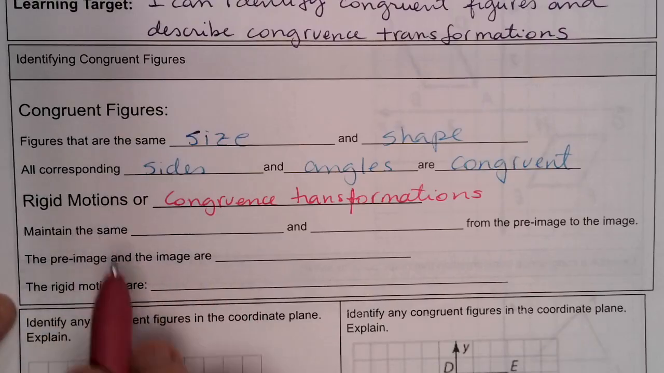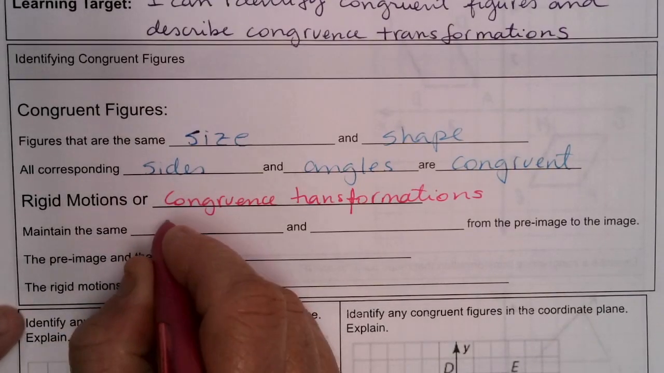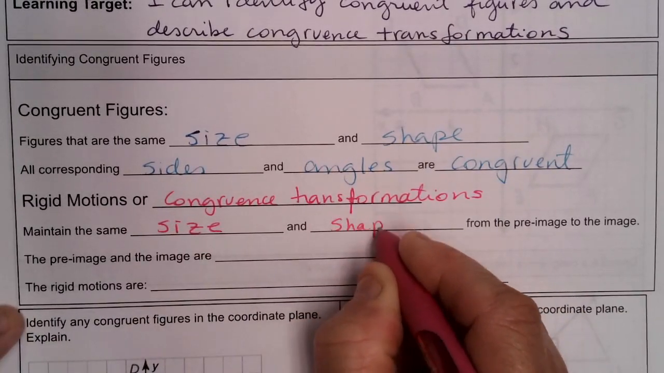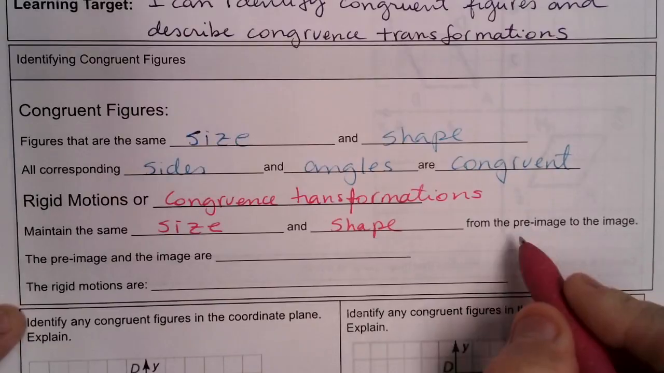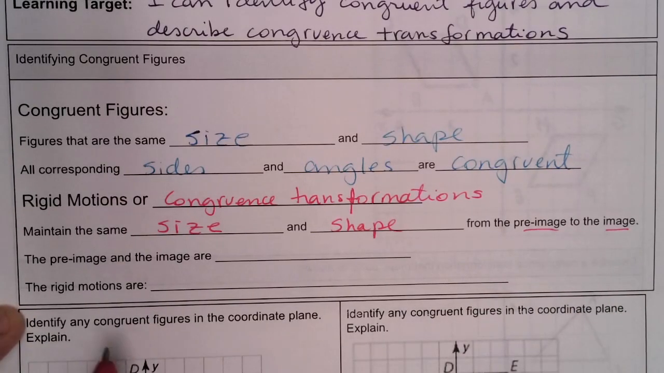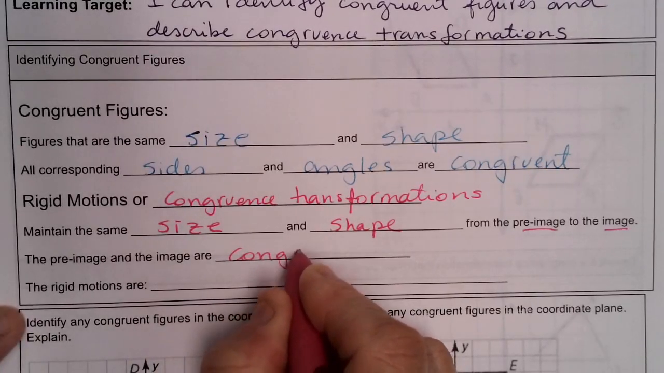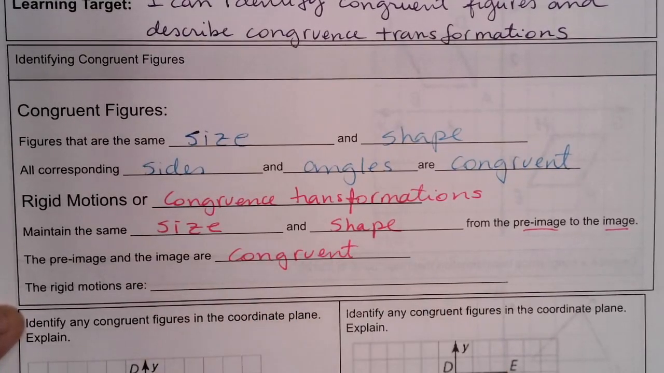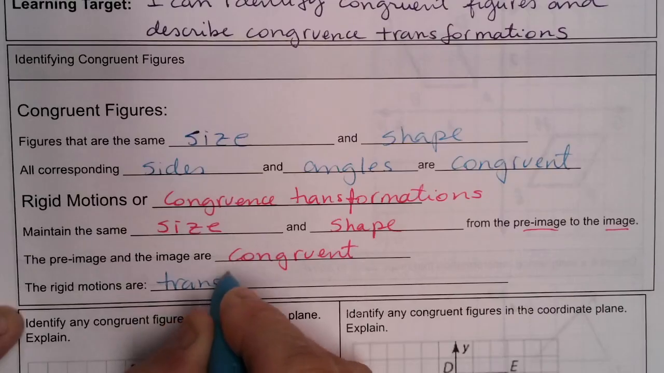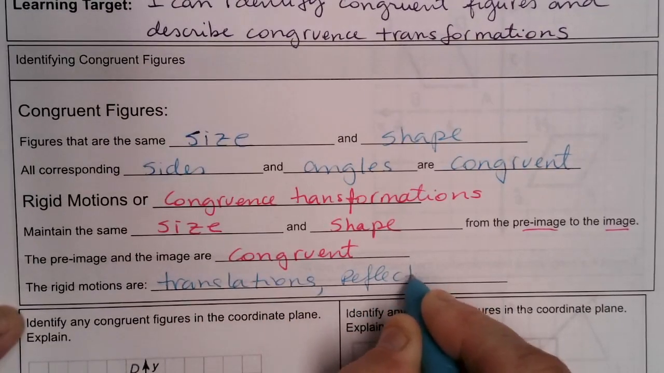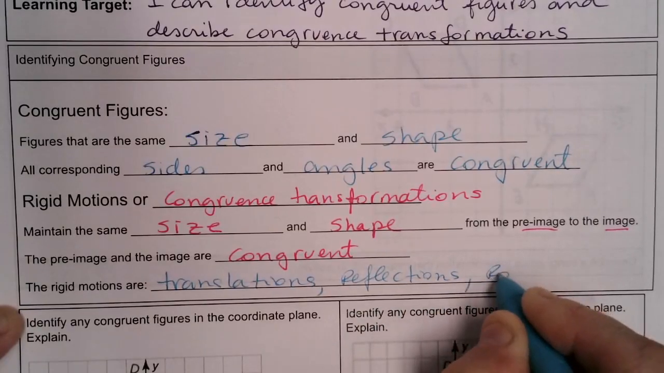So congruent rigid motions maintain size and shape from the pre-image to the image. The pre-image and the image are always congruent. And the three rigid motions that we've discussed were translations, reflections, and rotations.